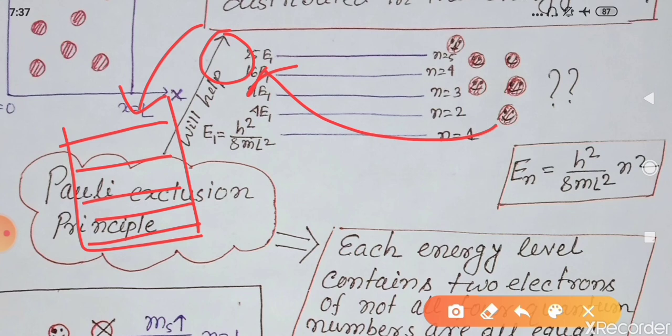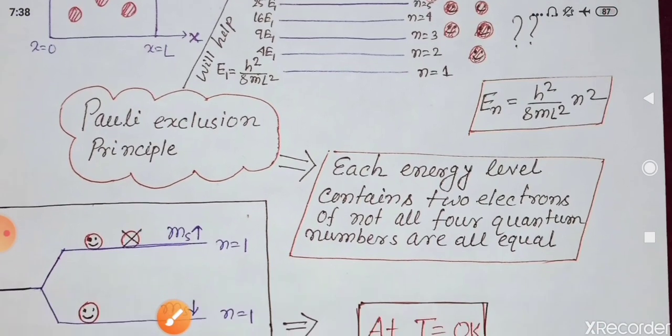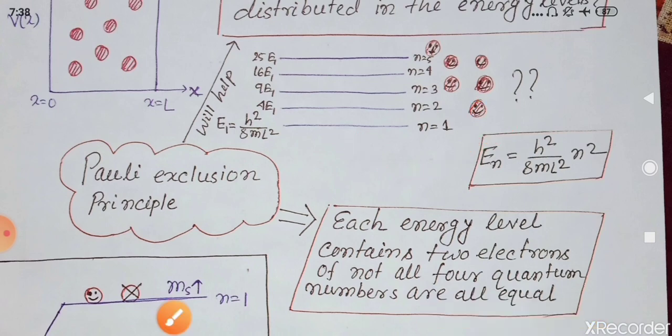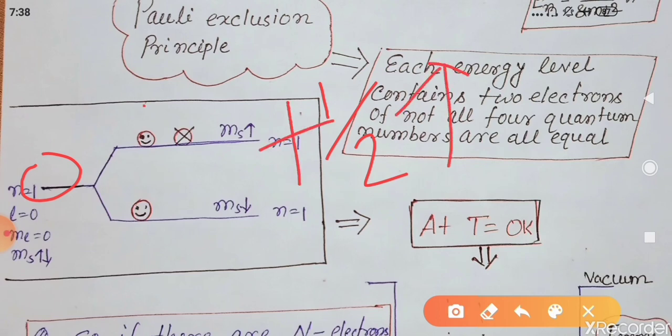What will be its possible position in these energy levels? It is obvious that the electron would like to occupy the lowest energy level, that is the ground energy level in this case, n equal to 1, and let's say its spin quantum number is plus half, which is along the upward direction. So it will occupy this energy state, but the energy level is n equal to 1.